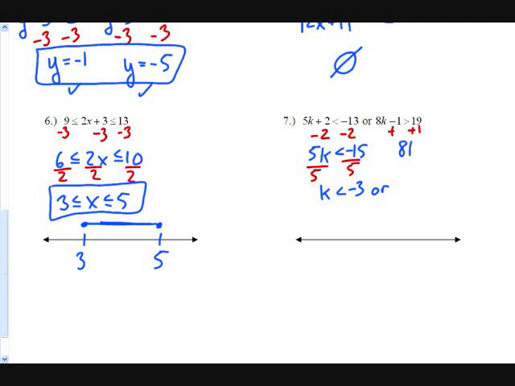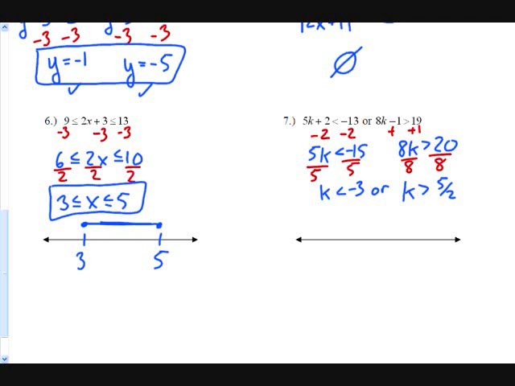So I end up with 8k is greater than a 20. And then I divide each side by 8. So I find out that k is greater than, this is 20 over 8, which of course I can reduce, they're both divisible by 4. So I'm going to write it as 5/2.